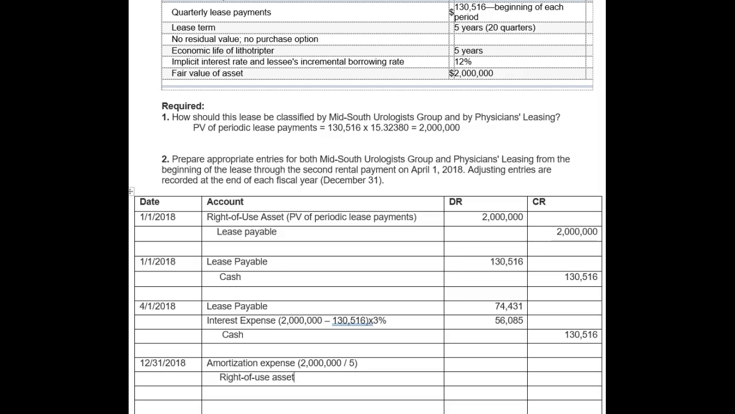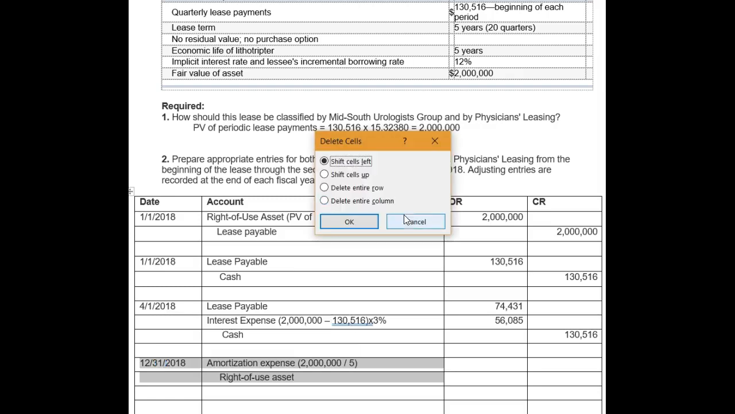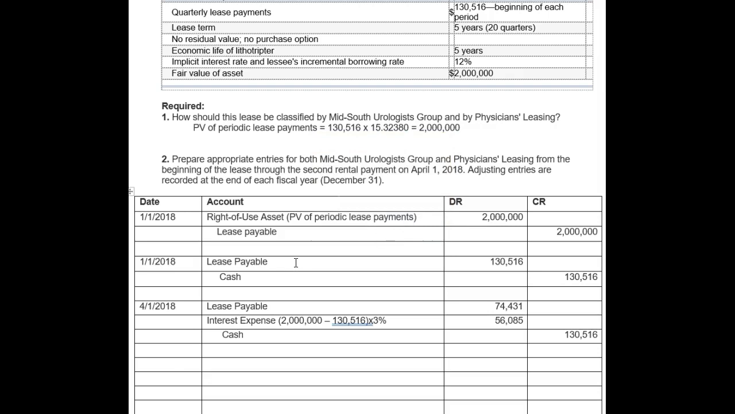Again, I'm not going to do the full entry. I just wanted to remind you, in a lease, from the lessee standpoint, we treat it as if we own it, so we do have to amortize this asset over its life. There's no residual value, so we take the full amount divided by 5, and that's the amount we would recognize each full year that we had this leased asset. Okay, so I'm going to back off and delete that, because we don't actually need it in this problem. It doesn't ask for it. I just wanted to make a point of that.